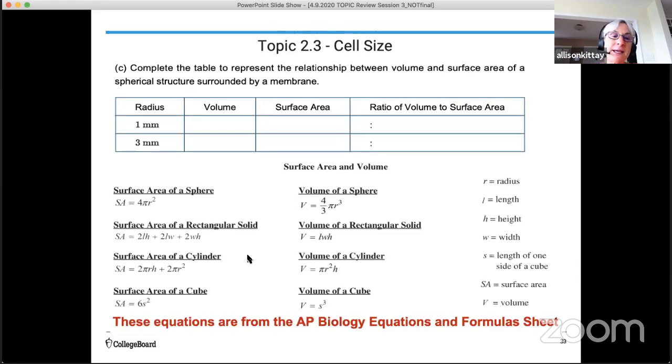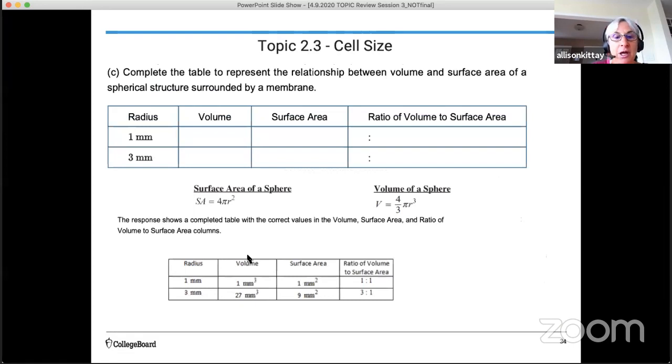One more practice. This is a question about cell size. You are given some data, which you're provided with the radius of 2 spherical structures that are surrounded by a membrane. And you were asked to calculate the volume and surface area of each of these. And again, the equations are given to you, and you're given the radius. So all you have to do is plug that in. So let's take a look.